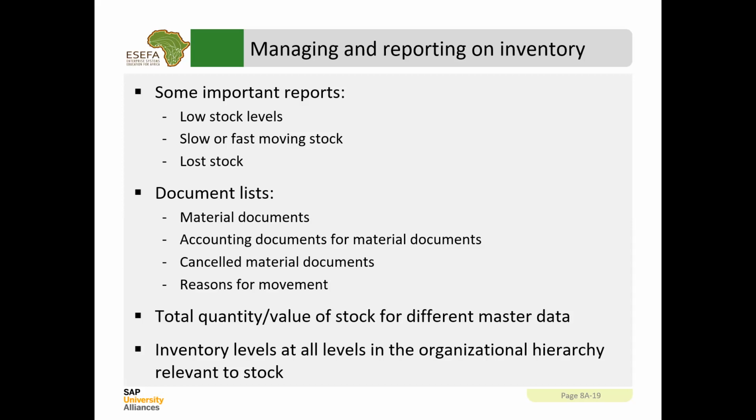So in the different document lists, the total quantity and value of stock for different master data are reflected. You must reflect that. The total quantity is very important. So the whole essence of documentation is to reflect the quantity that is moving, so that at every point in time the quantity is reflected. Inventory levels at all levels in the organization hierarchy that are relevant to the stock.